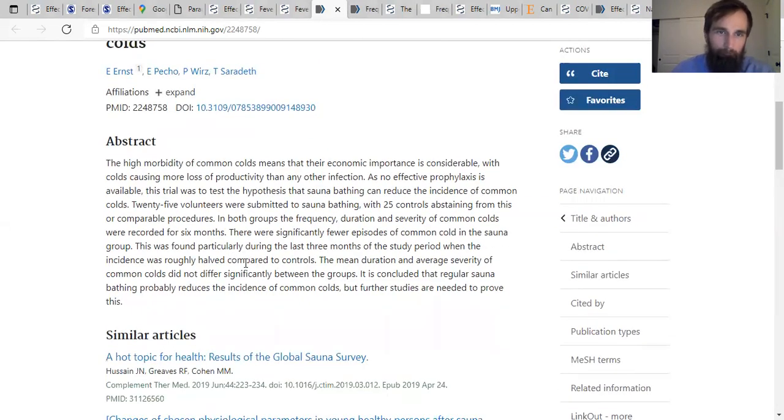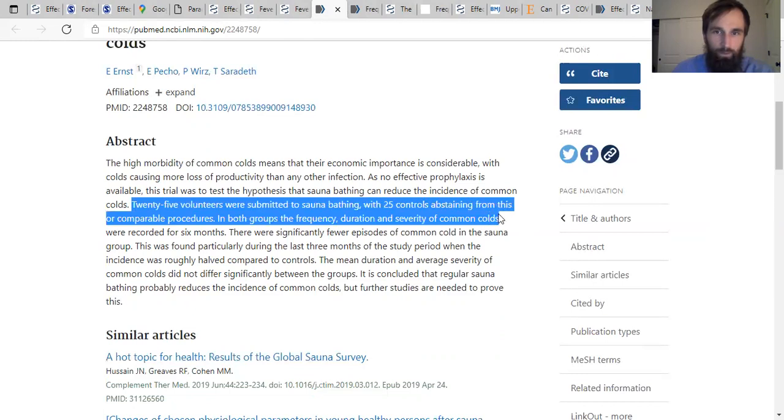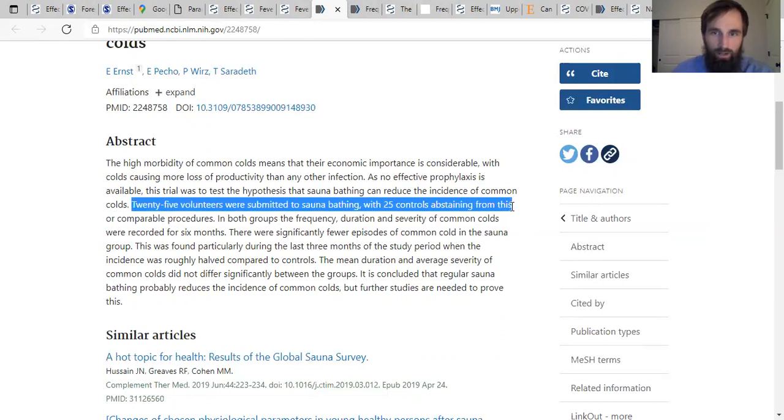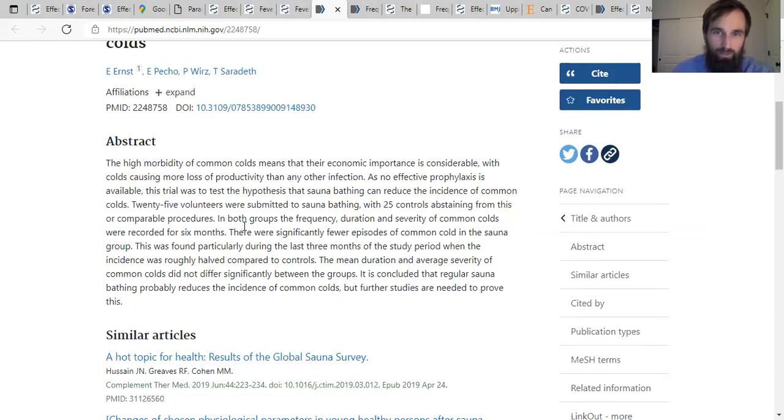So they took 25 volunteers and submitted them to sauna bathing, with 25 controls abstaining from it or comparable procedures. So this was a randomized controlled trial. In both groups, the frequency, duration, and severity of common colds were recorded for 6 months.